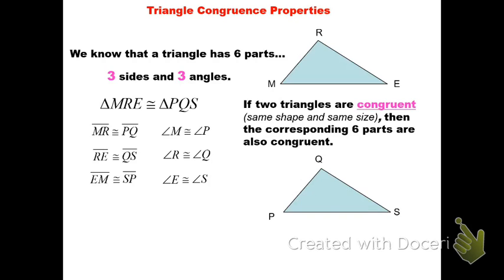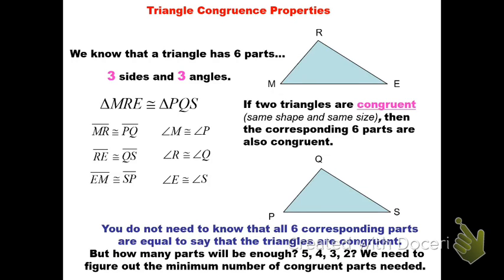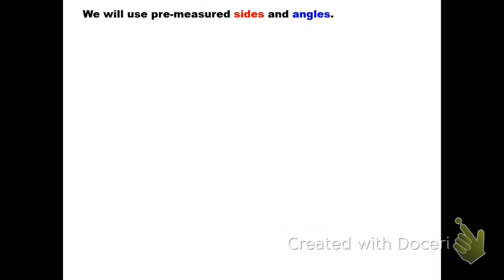Now let's say I wanted to go backwards and prove the triangles were congruent. How many of these 6 corresponding parts would I actually need to know? Would you need to know that all 6 are congruent? Or maybe 5, 4, 3, or even just 2 of the parts? What is the minimum number? Well, let's look at it.